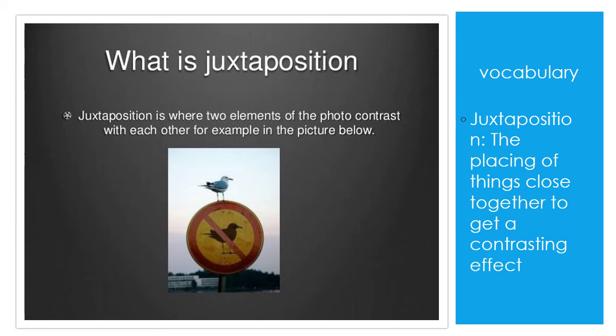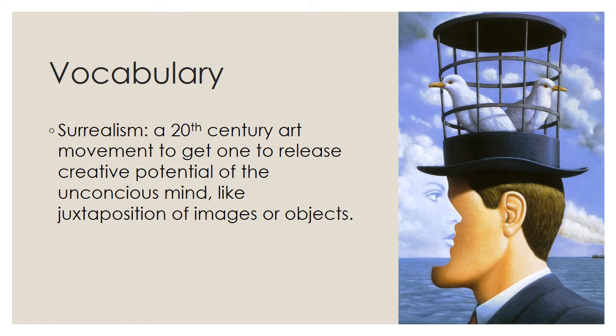And then I will go ahead and explain what juxtaposition is to my students, which is the placing of things close together to get a contrasting effect. Surrealism also is something that I'm going to need to explain to my students, which is a 20th century art movement to get one to realize their creative potential of the unconscious mind, like juxtaposition of objects or images.